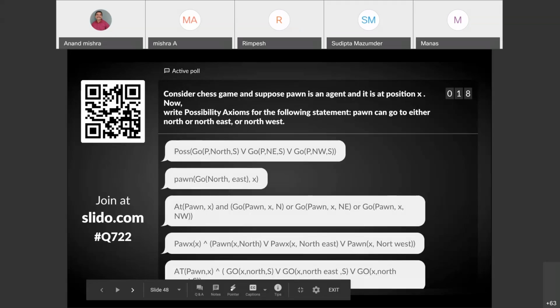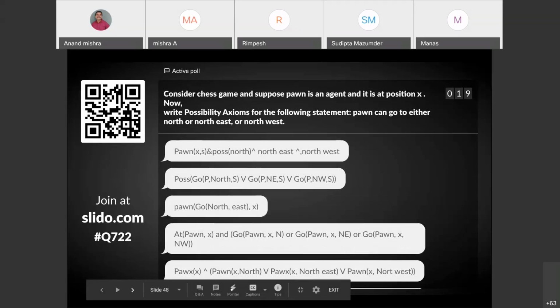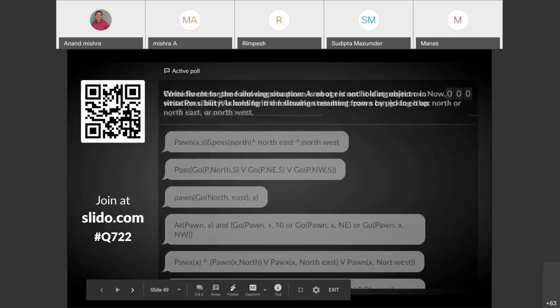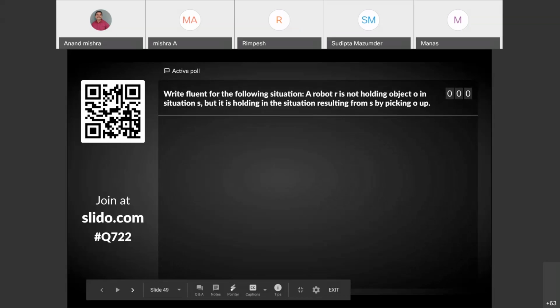Yeah, so pawn is at X, then pawn can move to north, but the situation is missing here. Some changes needed. All right, so next question. Write fluent for the following situation.